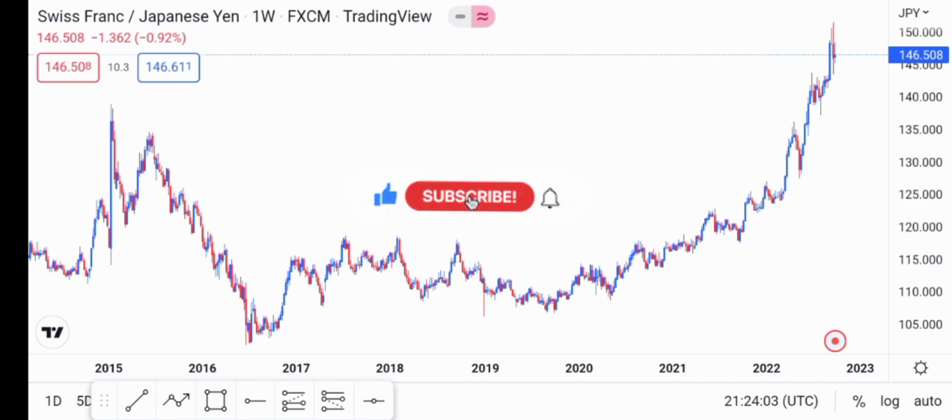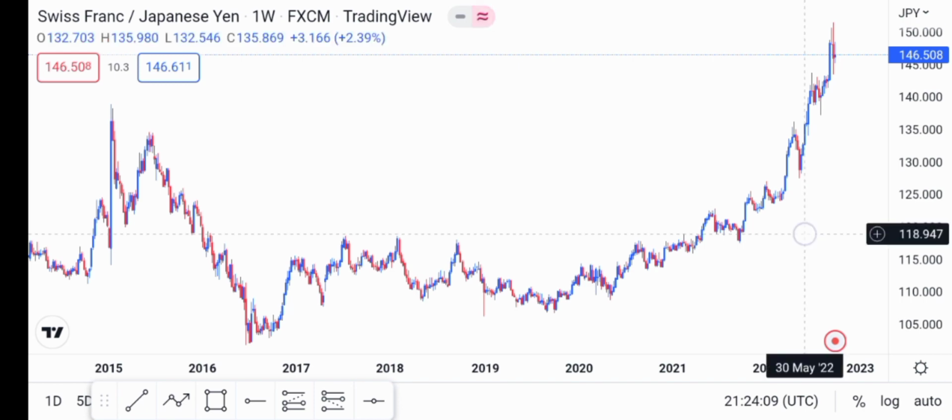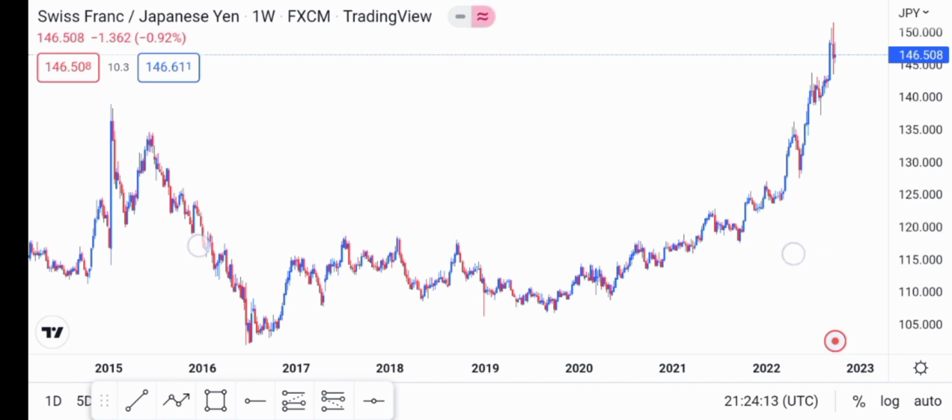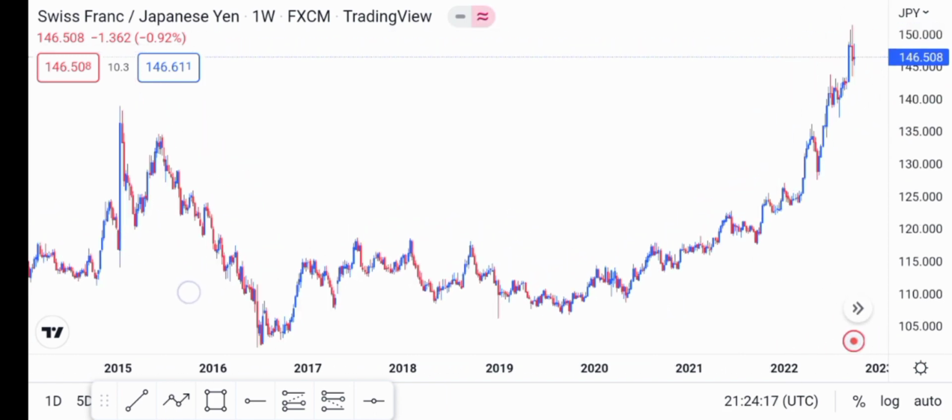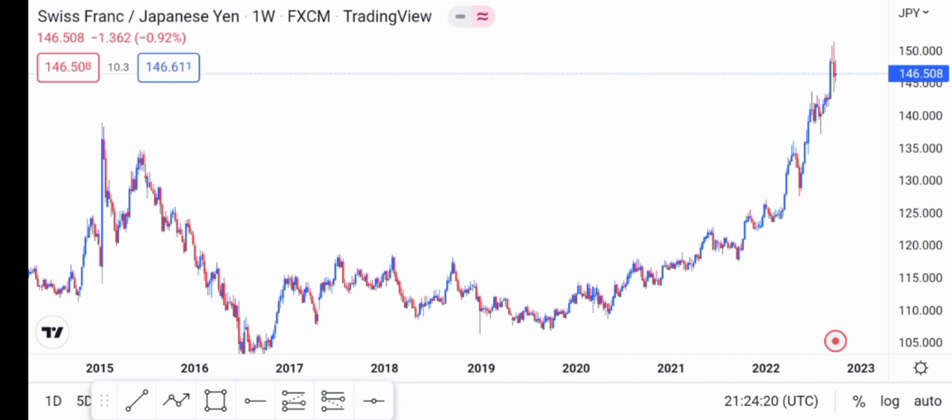Okay, so guys, as you can see, you're on the weekly time frame of CHFJPY. So this is a full analysis. I'm gonna start by laying out my levels, then I'll continue with the analysis.